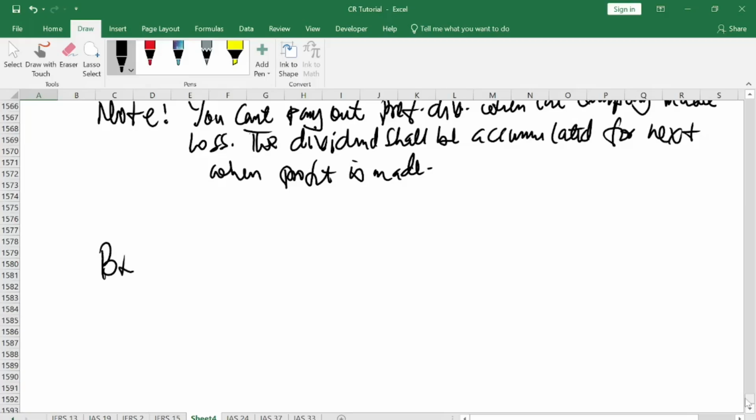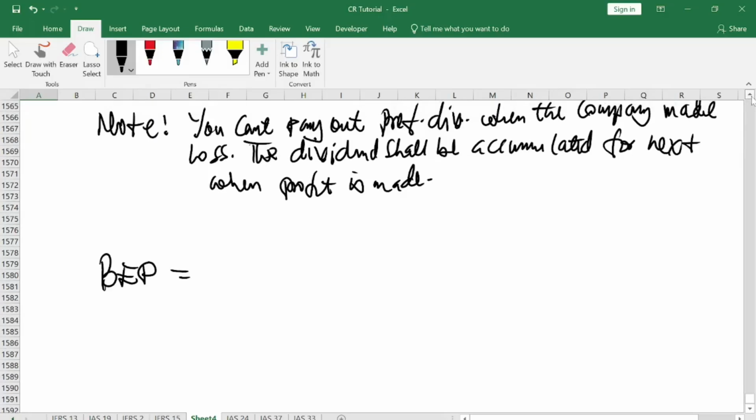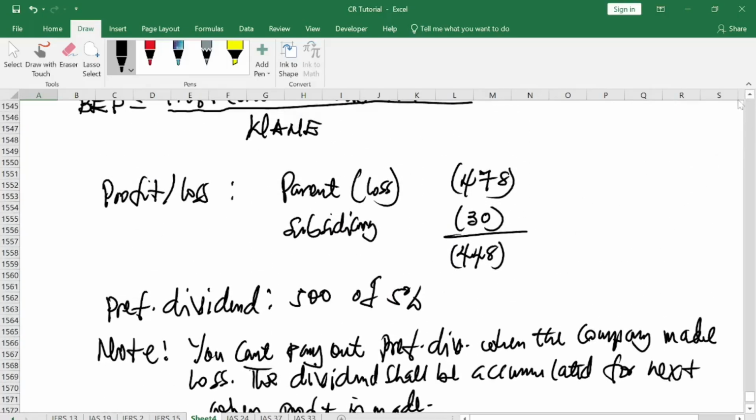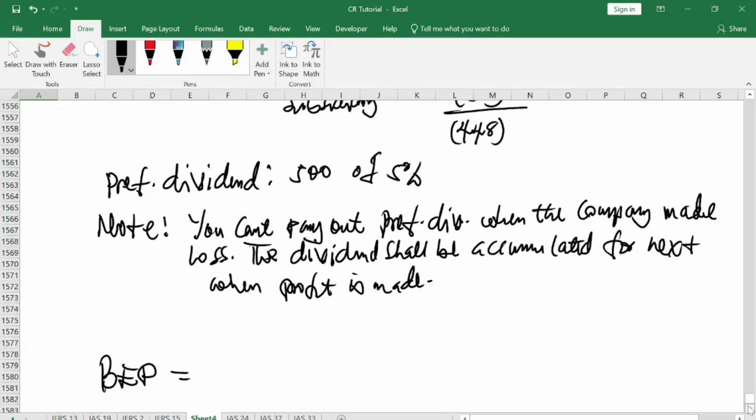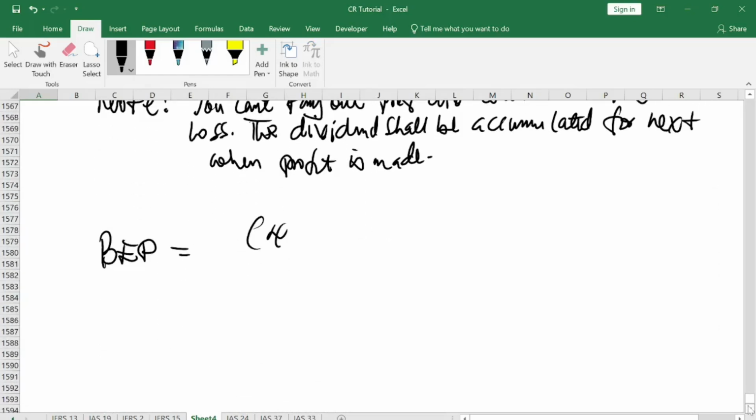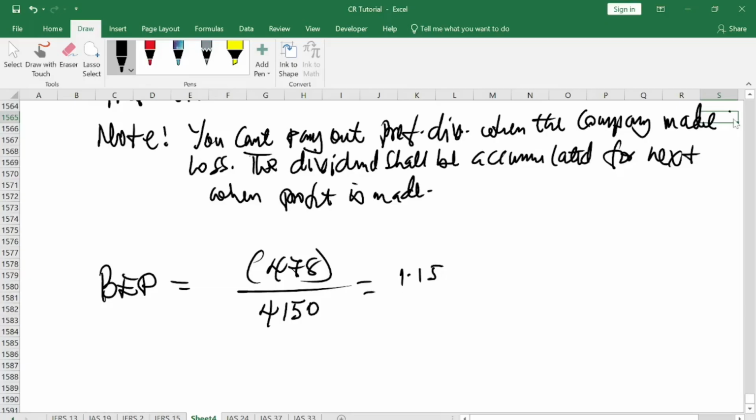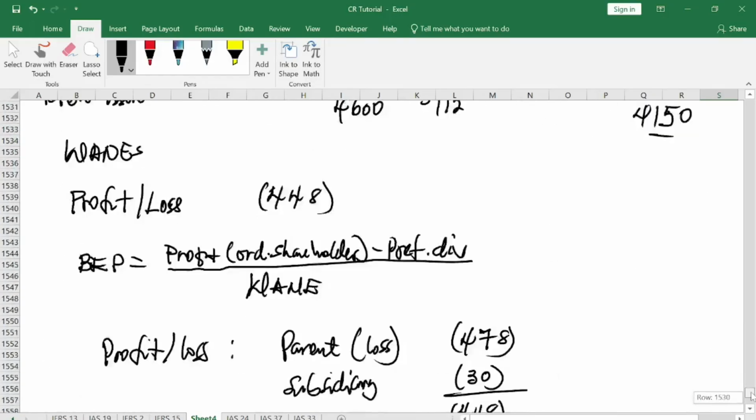So now we can calculate our basic earning per share from this question, where you will have our loss of the parent. Remember, it is the parent. Don't pick the two, it's only the parent. Profit attributable to only the parent. So you will have your loss of 478 divided by your weighted average, which is 4,150. What do you have here? You have 0.115, or it can also be 0.11. All right, so that is it about this particular question.